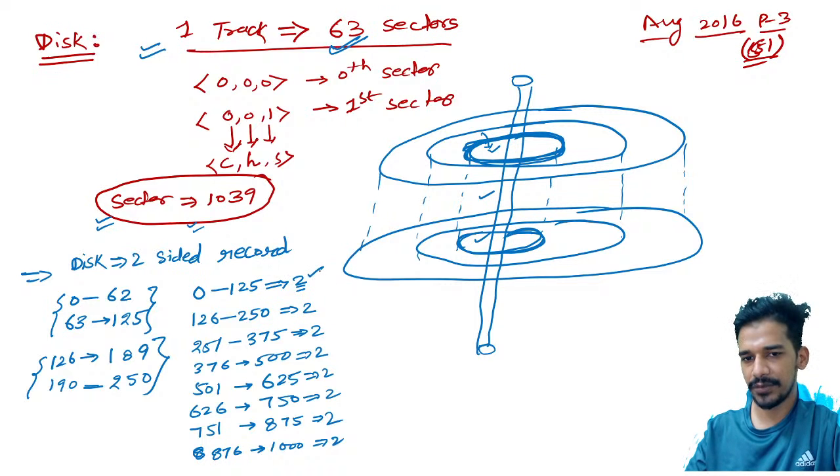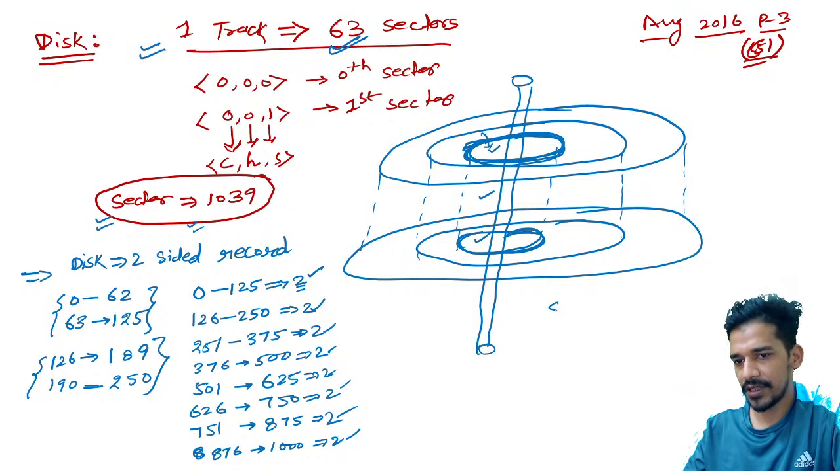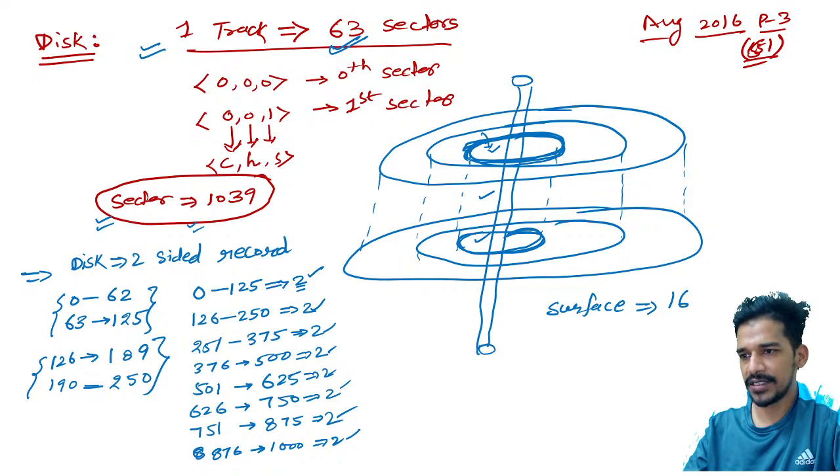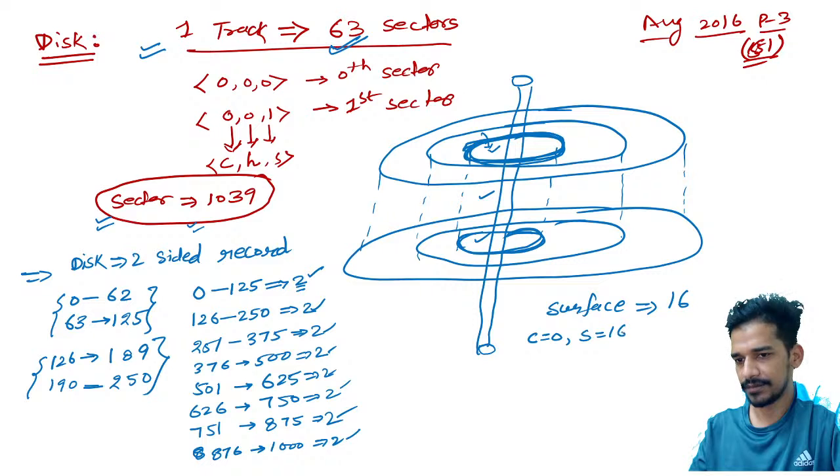So we have surface number 1, 2, 3, 4, 5, 6, 7, 8, that is surface number 16. Right now we are on surface number 16, and the cylinder number is 0. We are on the same cylinder. Cylinder number is 0, surface number is 16.